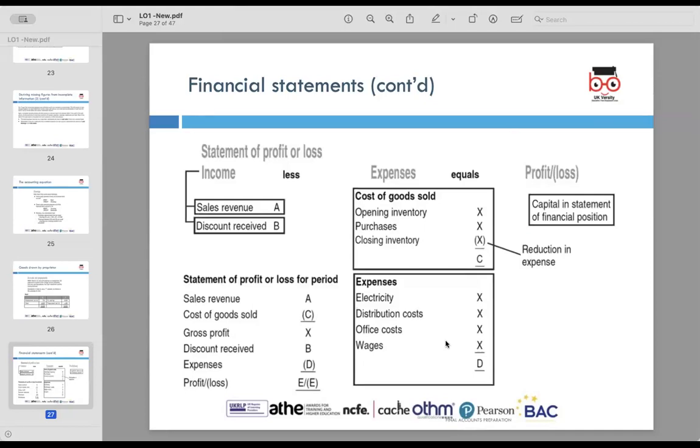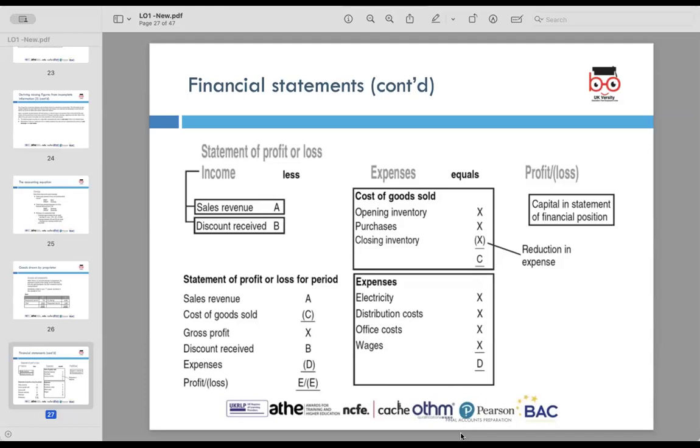Financial statements. In financial accounting, the statement of profit or loss, also known as the income statement, is a key financial document that summarizes the revenues, expenses, and resulting profit or loss for a specific period. So, statement of profit or loss components: income, sales revenue, less discounts received, then expenses, cost of goods sold, other operating expenses, gross profit, and then finally we get net profit.